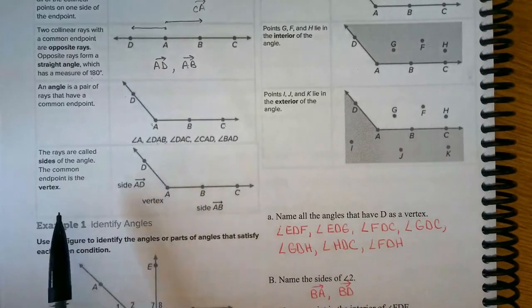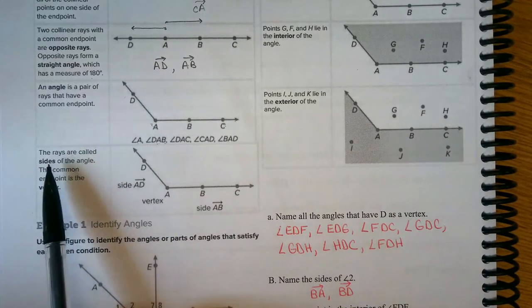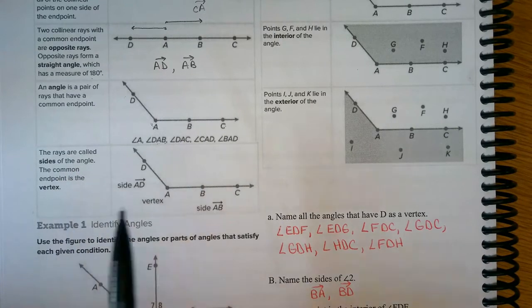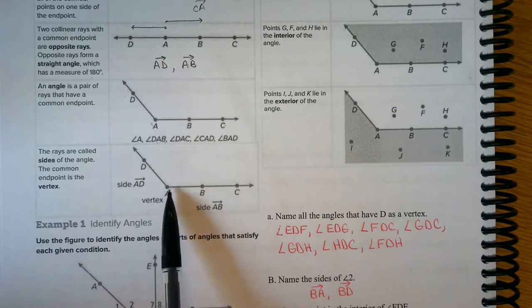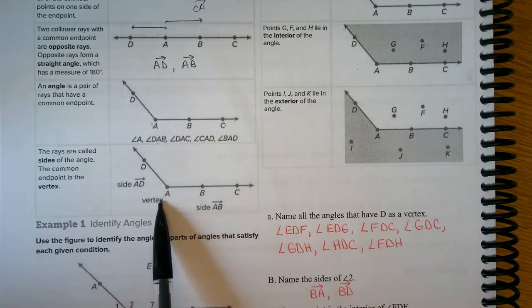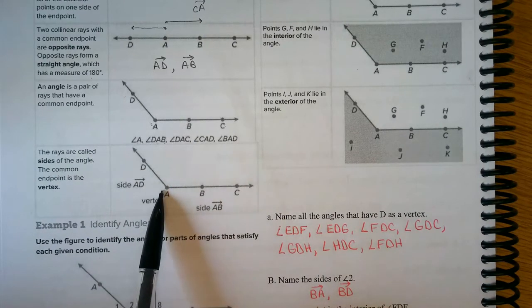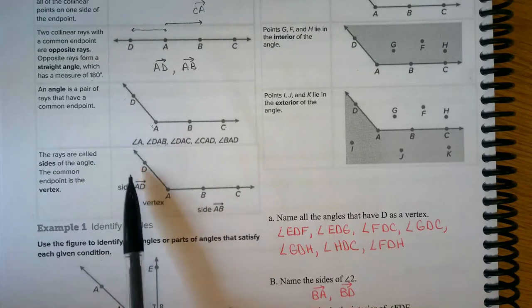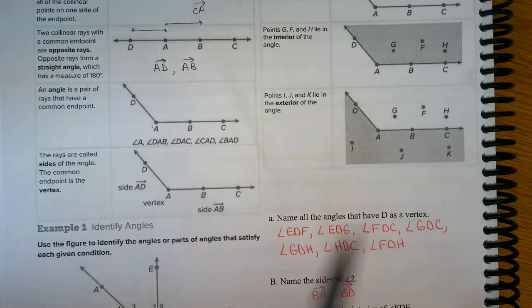The very last box says the rays are called sides of the angle, and the common endpoint is the vertex. So you may have already heard me say vertex. So point A is the vertex of this angle, and then this angle has sides AD and AB. So the rays are the sides, and then that point is your vertex.